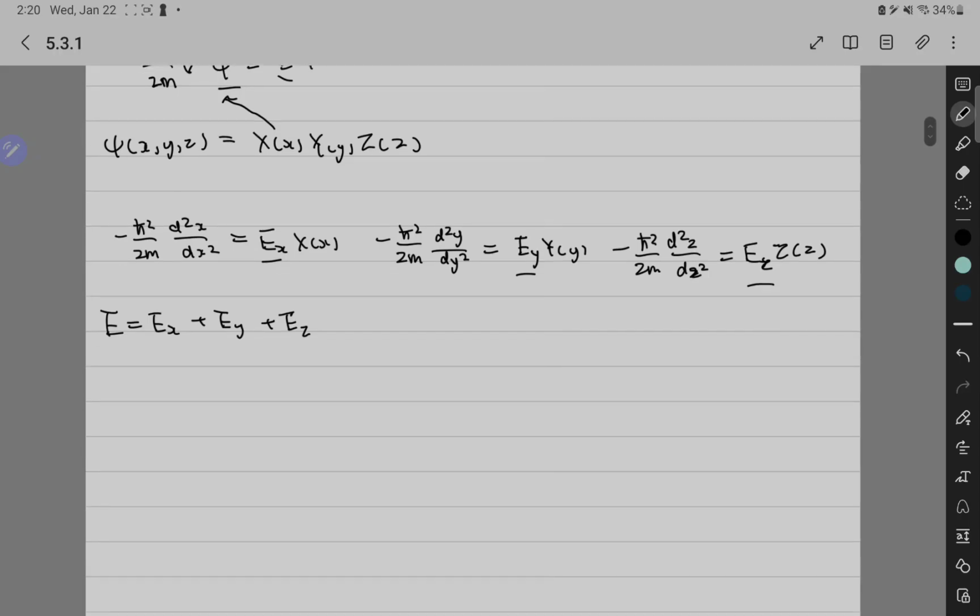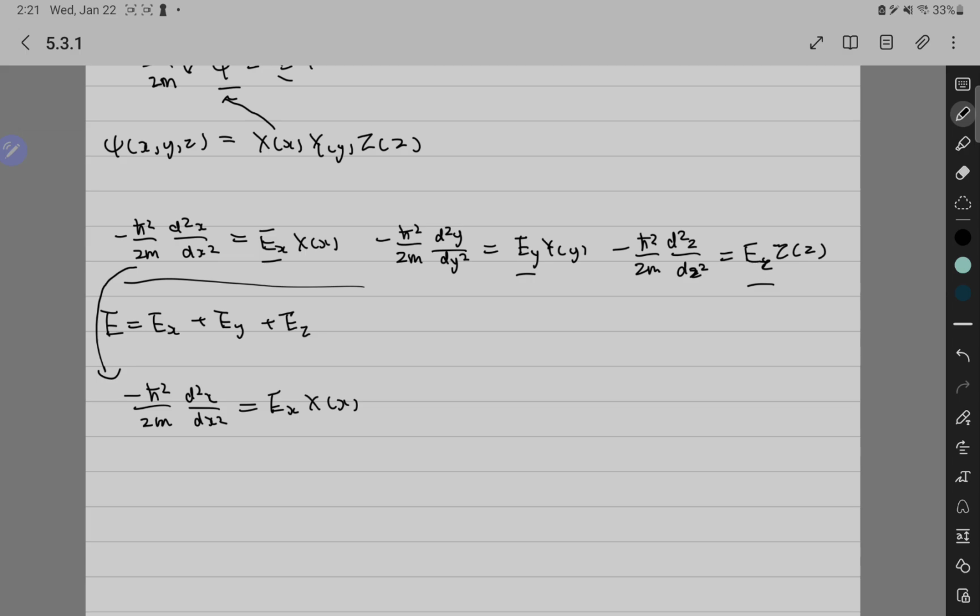So now we're going to come across the first step that the textbook skips, that leads us to so-called kx. You might be wondering where that comes from, but I'm going to explain. So let's first take a look at this, right? If we move this down, it's going to be negative h squared over 2m d squared X dx squared is Ex X.